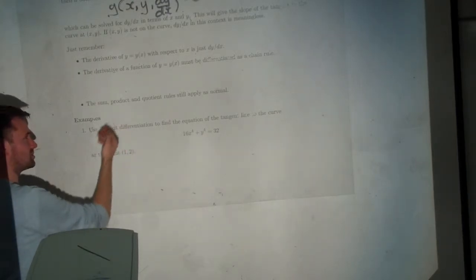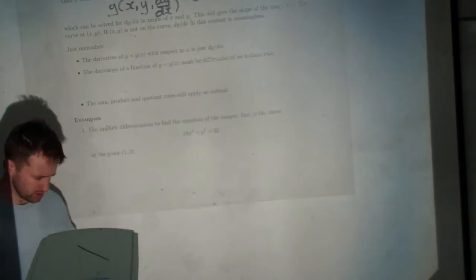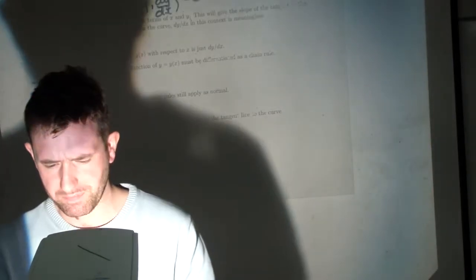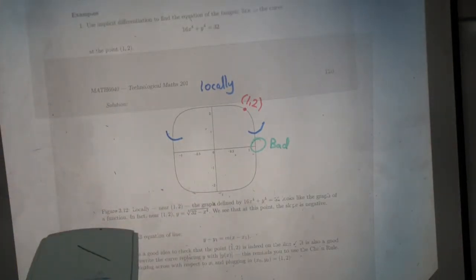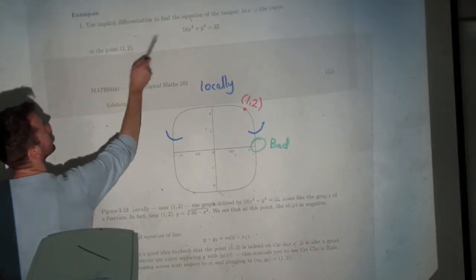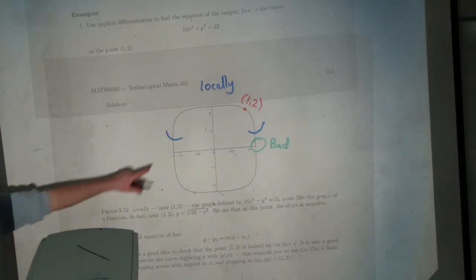So use this implicit differentiation to find the equation of the tangent line of this curve at this point. We have a picture of the curve here, as it happens. We're talking about the point (1, 2). We might just point out, does (1, 2) solve that equation? So it's on the curve.